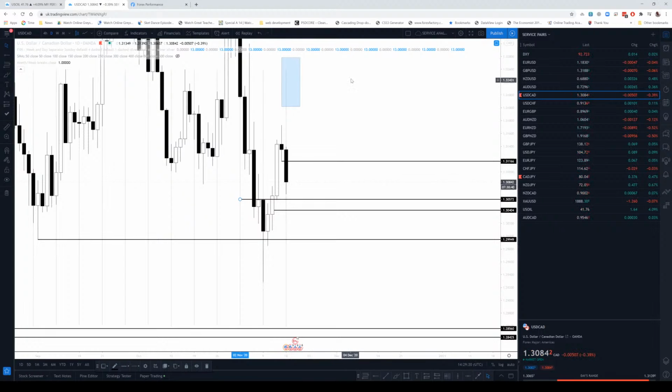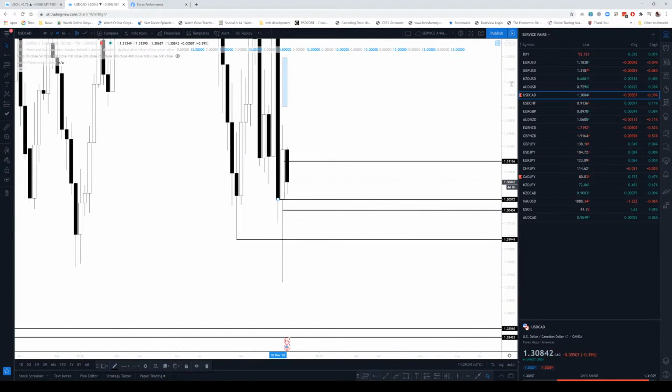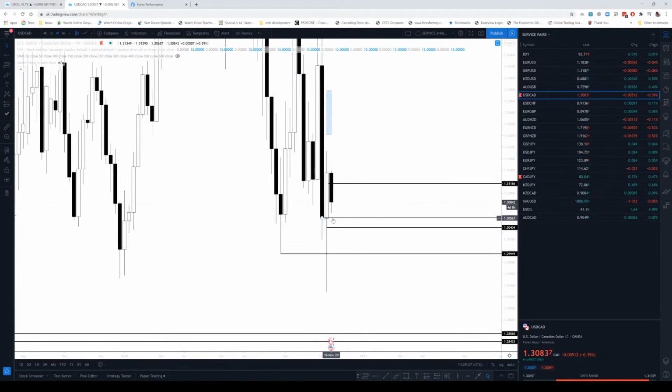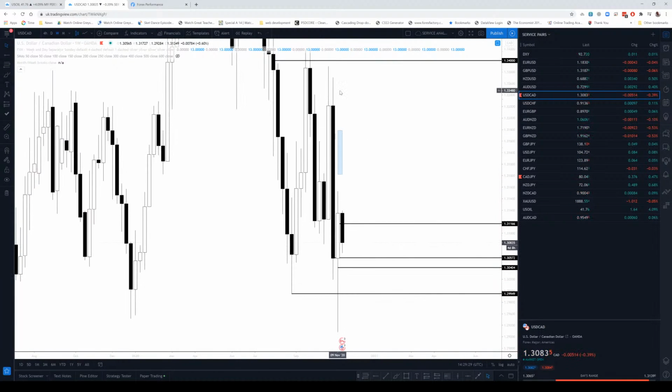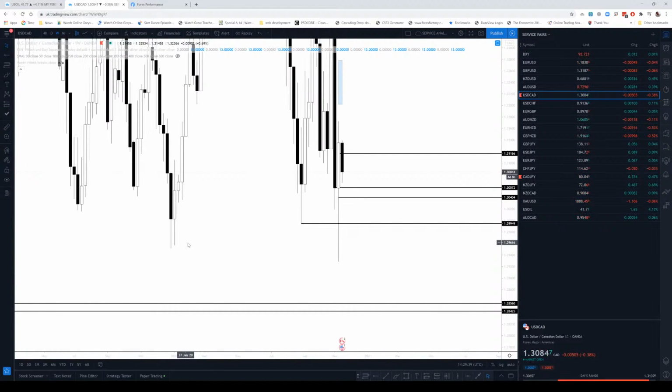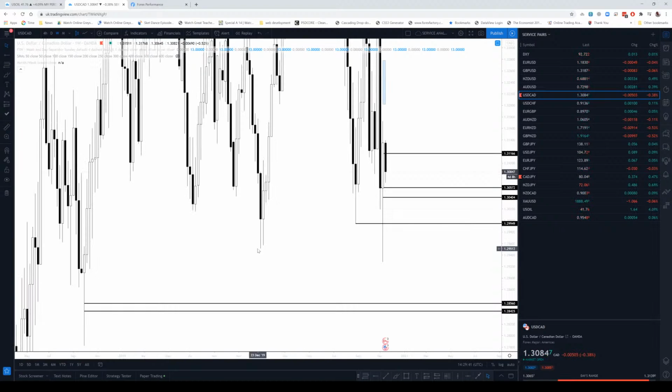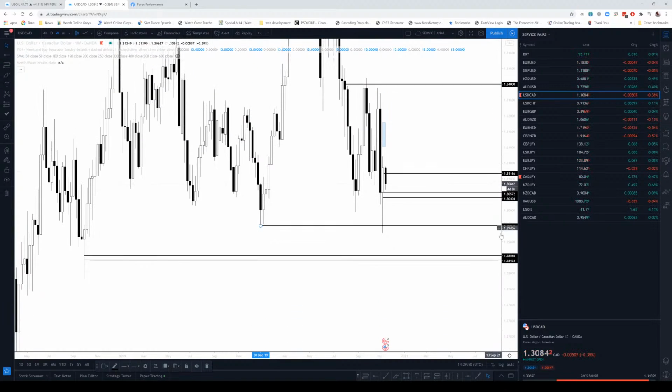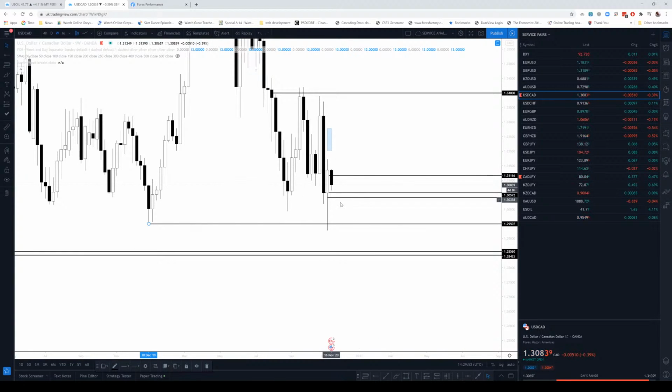Because I'm looking at that level as a potential rejection block to continue going higher. But if we do close below it, I'm no more looking for that. I don't think we will drop, because we've already done the job on the downside. They've already done the job here, so there's no need for them to come down there for now.